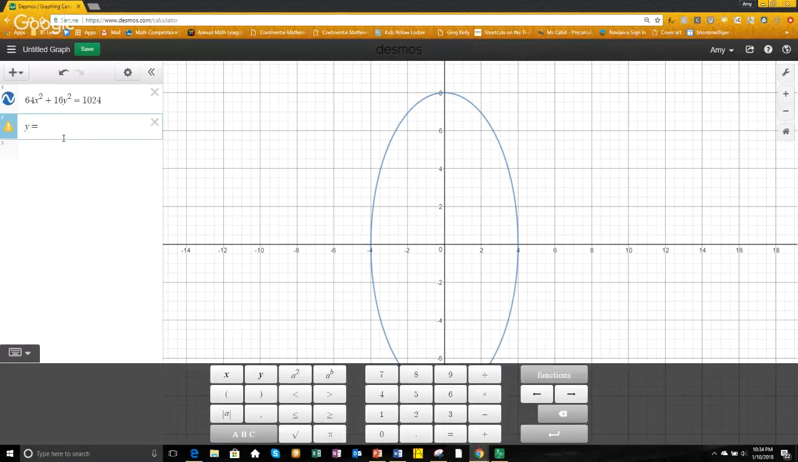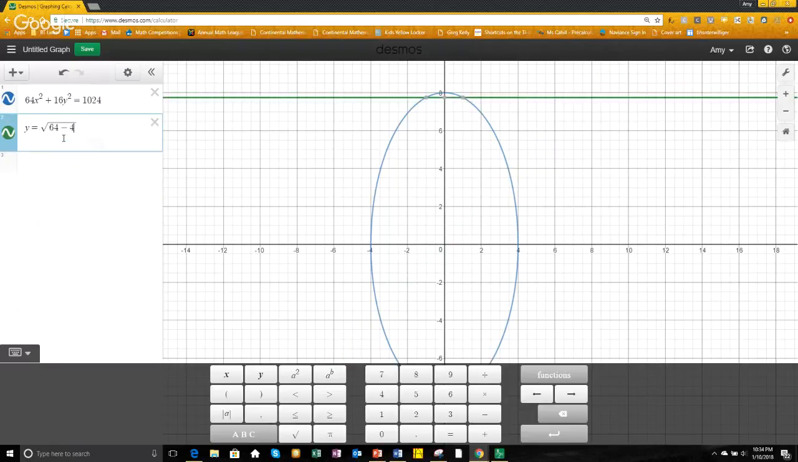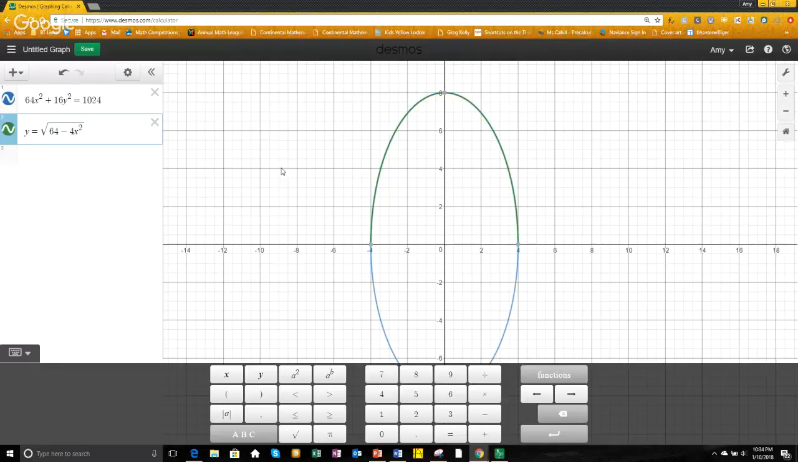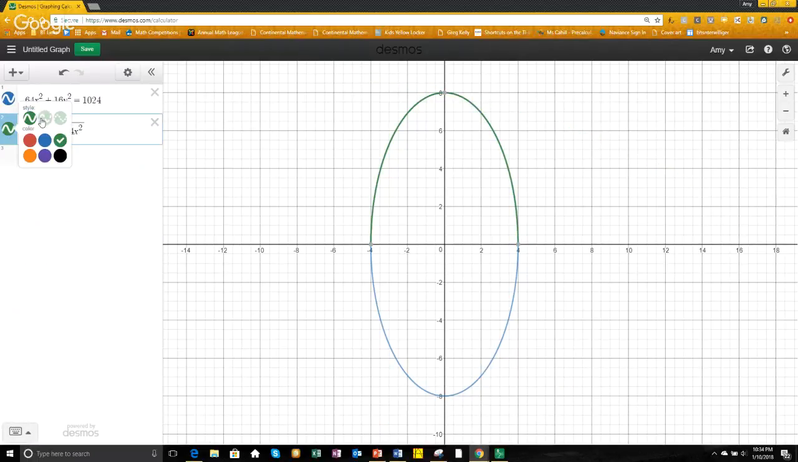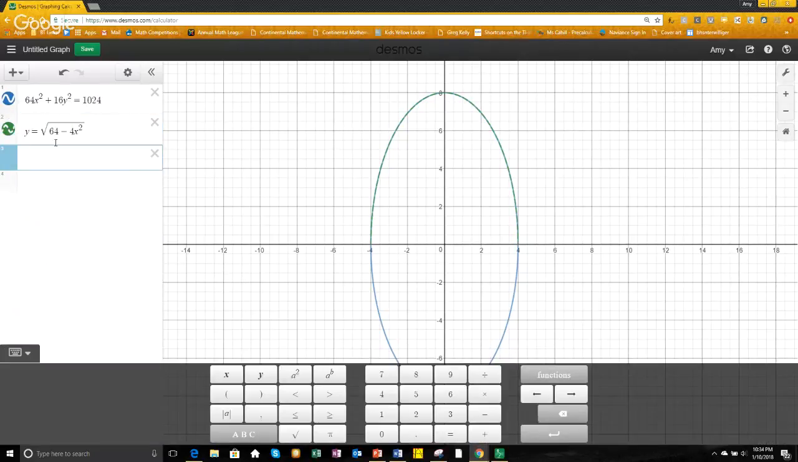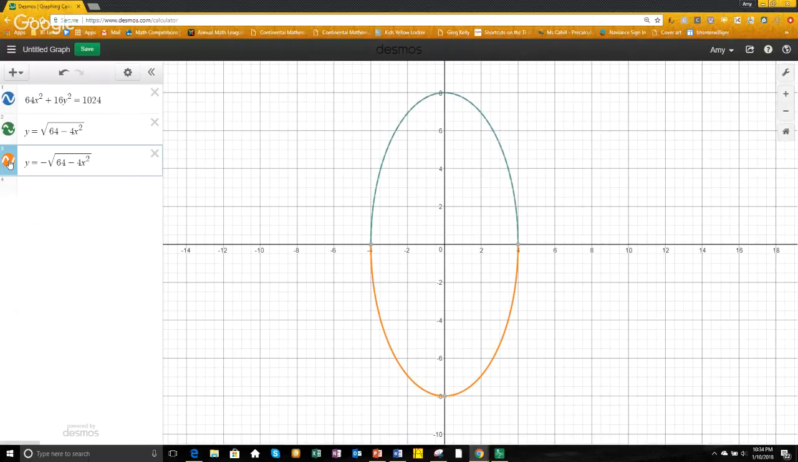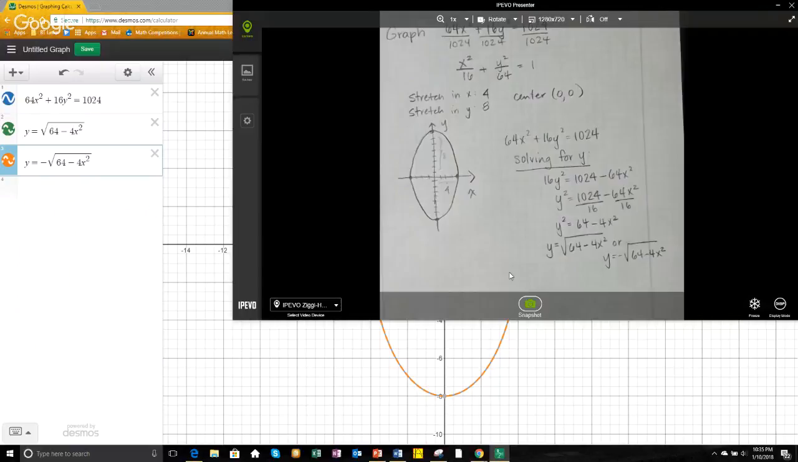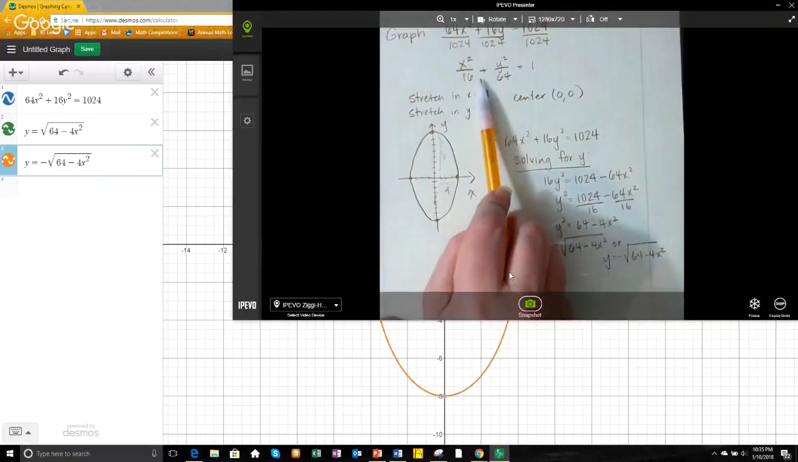We can say y equals square root of 64 minus 4x to the second. That's clearly the top of that function. And let's copy this. And we can see the bottom is the negative part. And both of those are implied functions inside of this implicitly defined relation. And we reviewed graphing an ellipse. All right. So what happens if I change this to a negative?